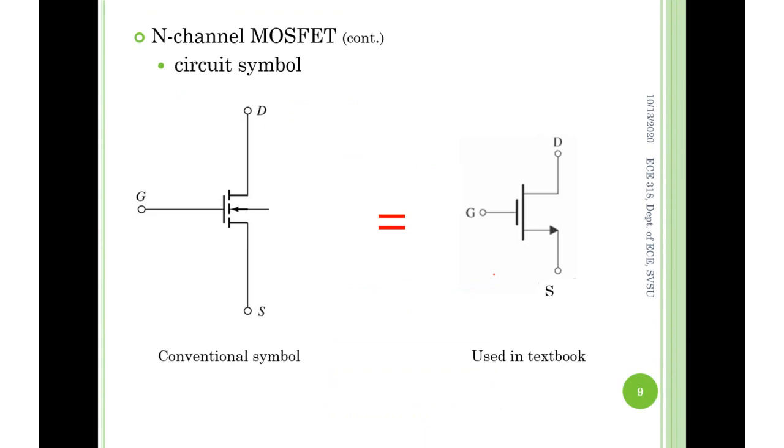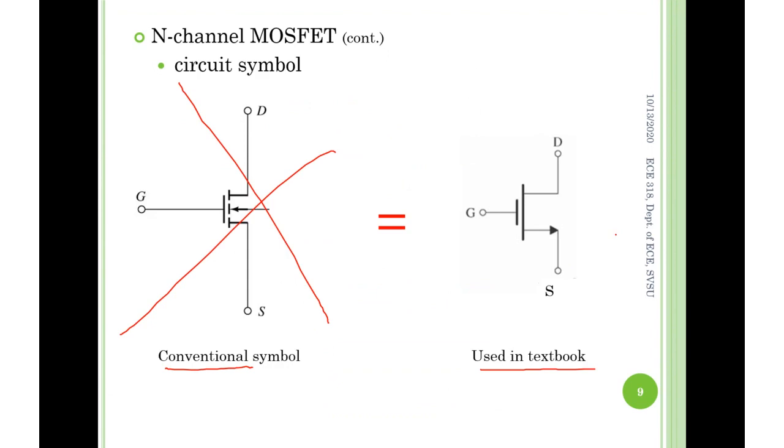Besides the IV curve, there's a second important thing for today's lecture: the circuit symbol. We have two versions, unfortunately. This is called the conventional symbol. And then we have a second one used in the textbook. In this course, we use the second one. We try to be consistent with the textbook.